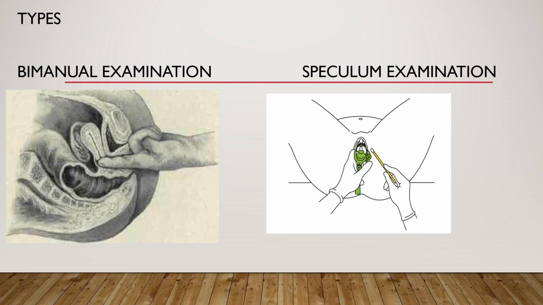Two types of vaginal examinations are there. Bimanual examination is there, and speculum examination is also there. Bimanual examination means we introduce two fingers into the vagina and palpate and feel for the parts. And in the speculum examination, we insert a speculum, most probably a Sims double-bladed vaginal speculum.